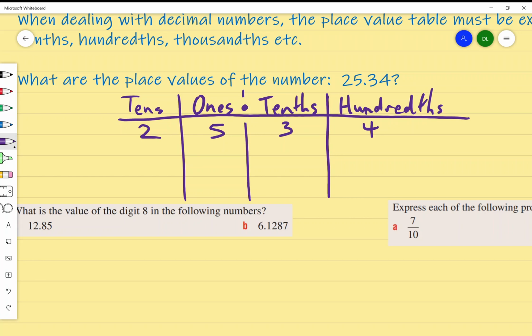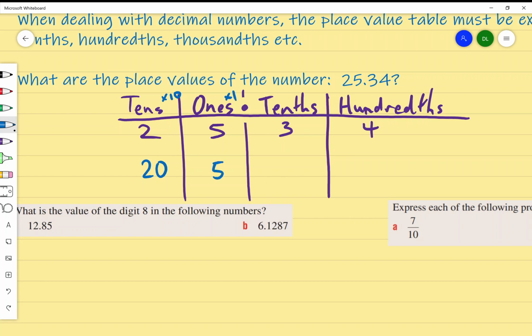So if it's a tens, we know that we have to multiply by 10, right? So 2 times 10 gives us 20. Because tens means I times by 10. Ones means I times by 1, so I get 5 times 1, which is 5.